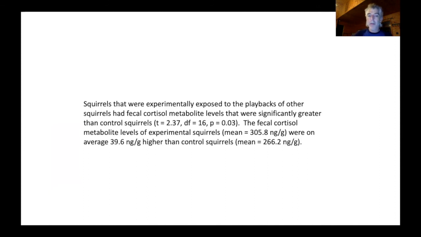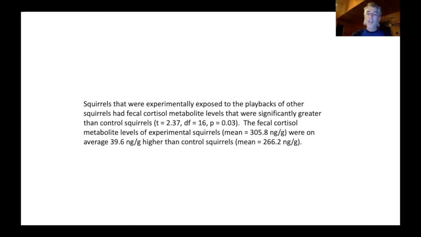Squirrels that were experimentally exposed to the playbacks of other squirrels had fecal cortisol metabolite levels that were significantly greater than control squirrels. The fecal cortisol metabolite levels of experimental squirrels were on average 39.6 nanograms per gram higher than control squirrels. And so here we have all of the necessary ingredients of the reporting of statistical results.